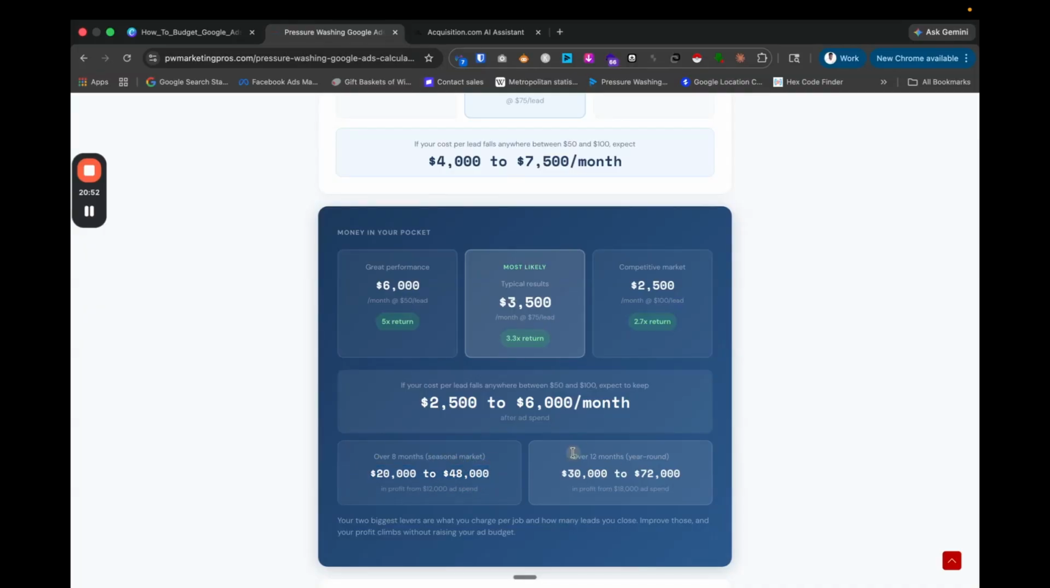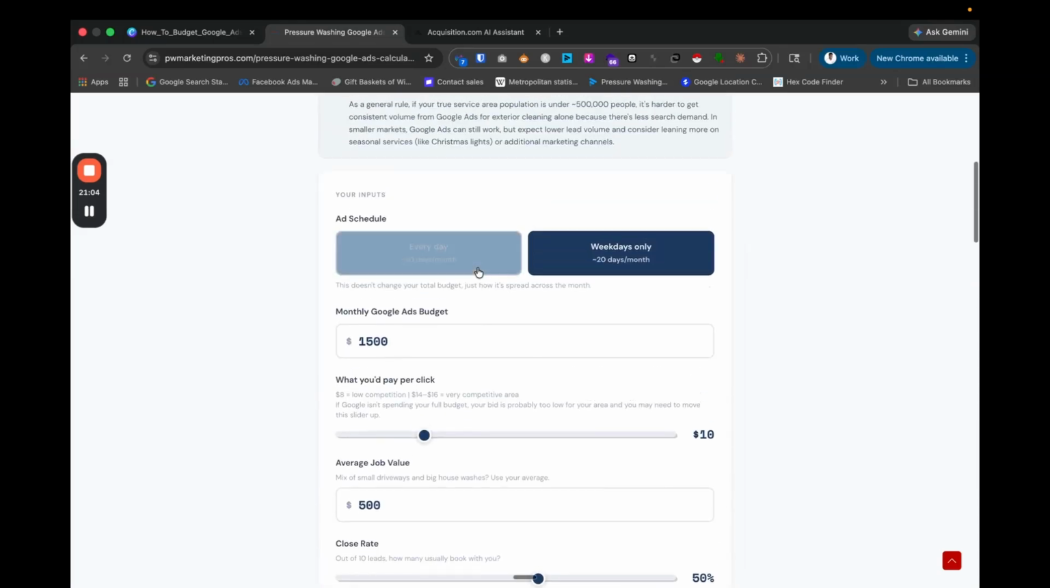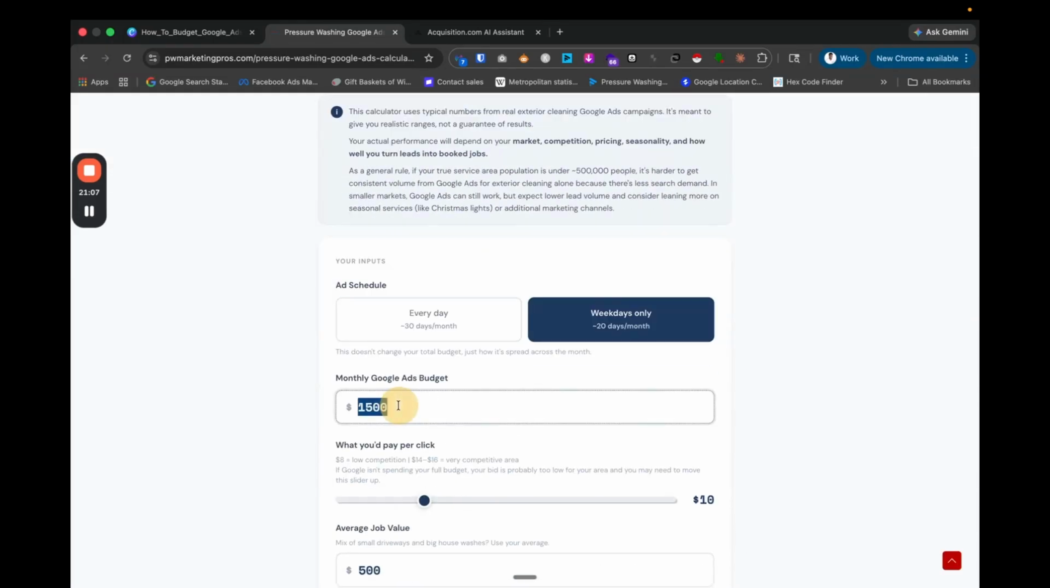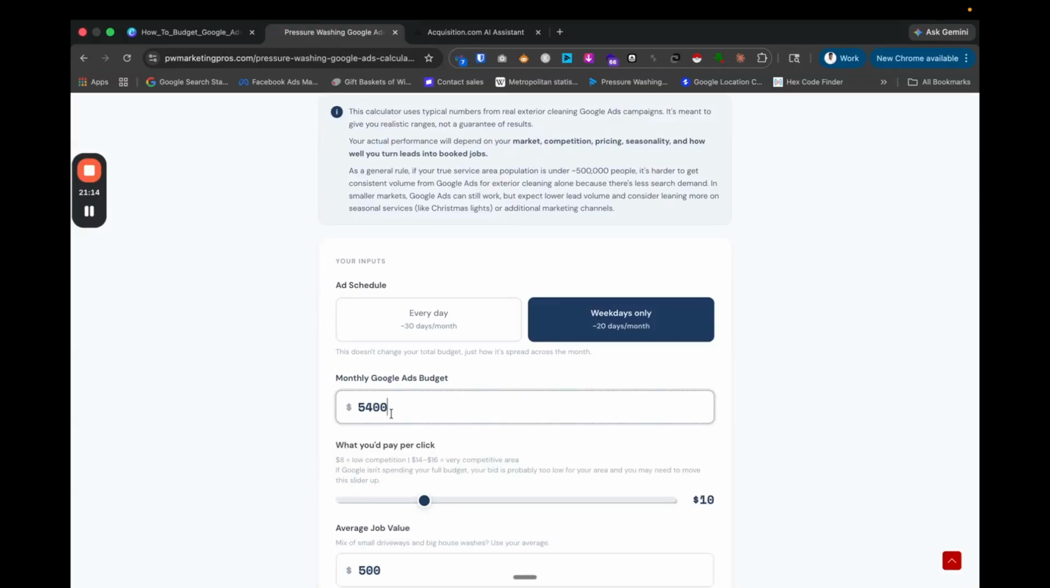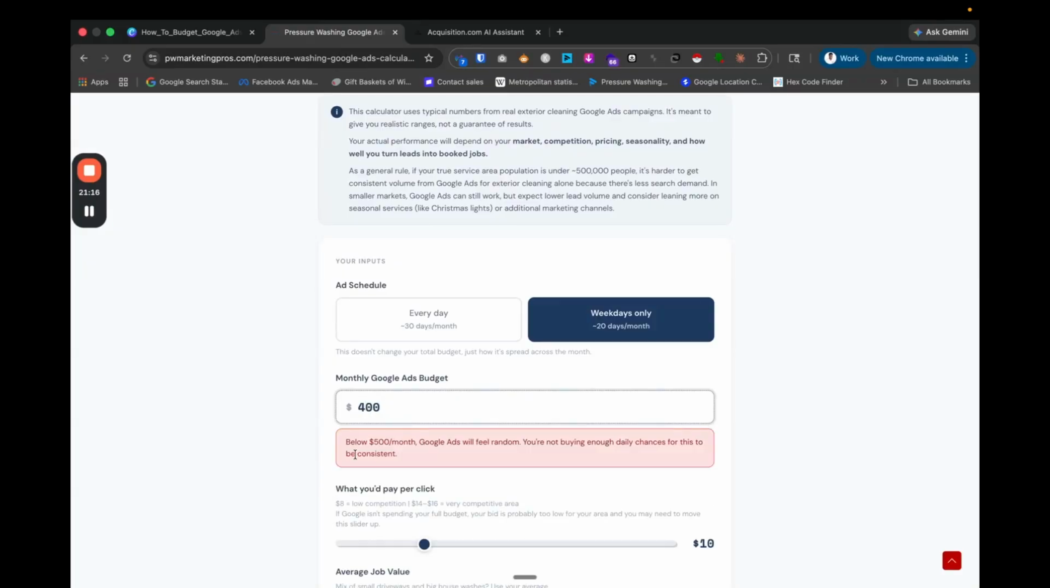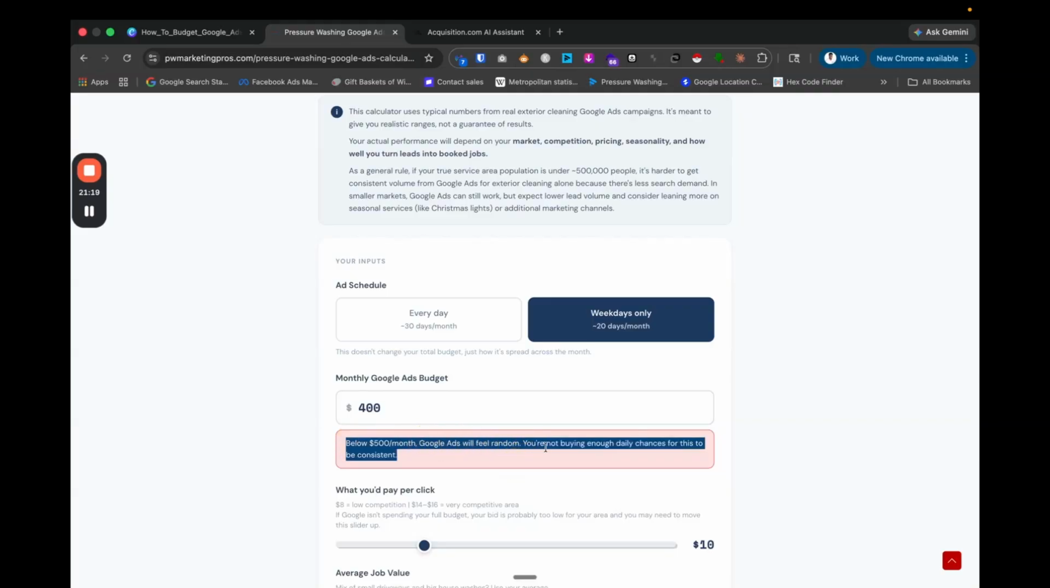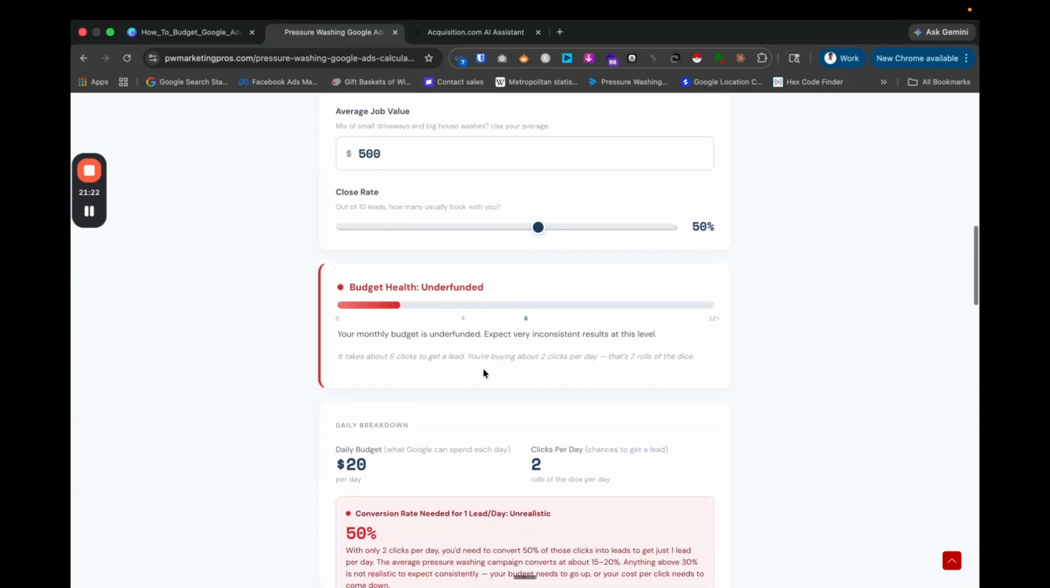And if I'm in Florida and I can run ads over the course of 12 months, then this could be $30,000 to $72,000. So now let's go with something that might be underfunded. Let's say I'm doing 500 or 400. As you can see, our system will tell you right now, like below 500, Google Ads will feel random. You're not buying enough daily chances for this to be consistent, because it's going to say underfunded.